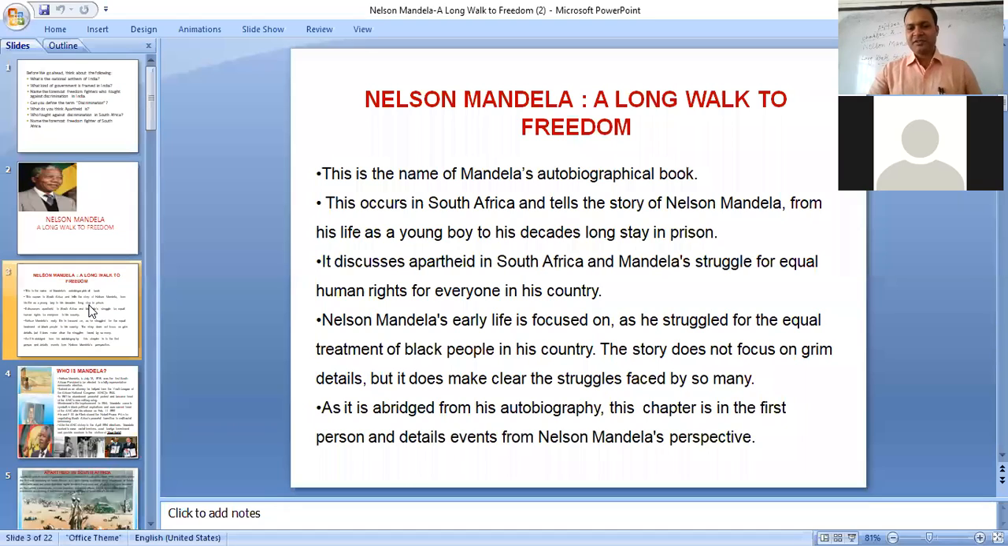As it is abridged from the autobiography, the chapter is in the first person and details events from Nelson Mandela's perspective. His book explains everything from his perspective regarding the people in South Africa, because he wanted to make equal rights for black and white people, and for rich and poor people.